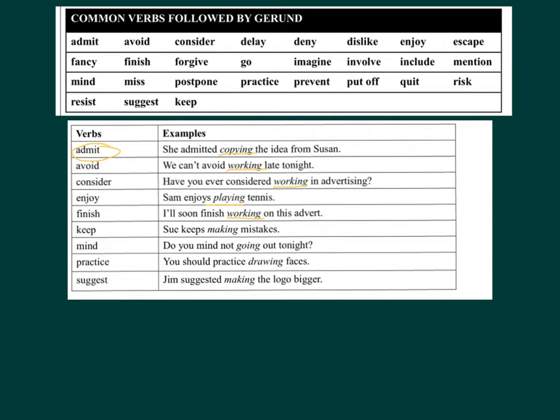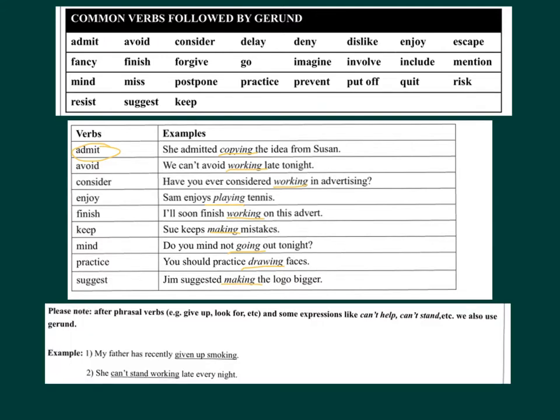Keep. Sue keeps making mistakes. Mind. Do you mind not going out tonight? Practice. You should practice drawing faces. Suggest. Jim suggests making the logo bigger. Please note, after phrasal words, for example, give up, look for, etc., and some expressions like can't help, can't stand, etc., we also use gerund.